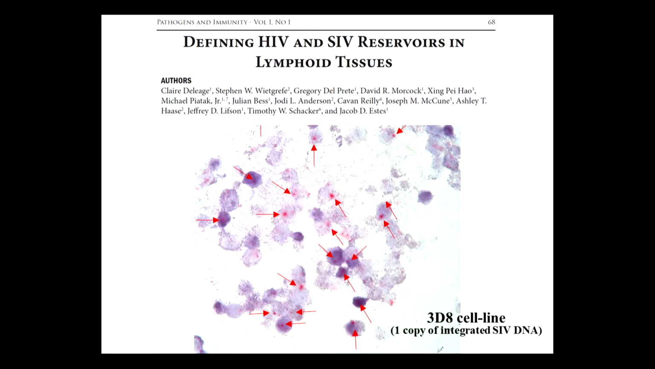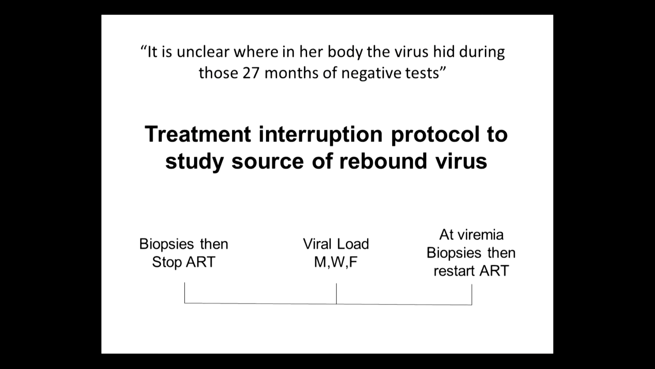All right, so let's take some of these techniques and try and understand what we can about, in this case, the location of the reservoir. So this is a treatment interruption study that we completed a few years ago now. And what we did was we took HIV-infected people who had been on therapy for an average of 10 years, who were well suppressed. Their median CD4 count was in the 500 to 600 range, and their HIV RNA in peripheral blood was completely undetectable by standard commercial assays.